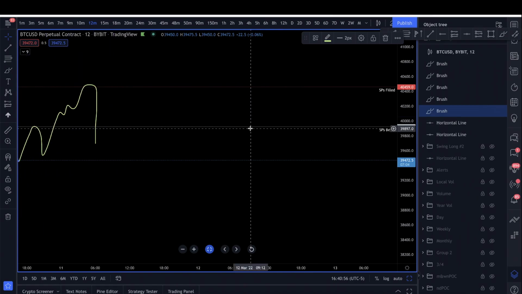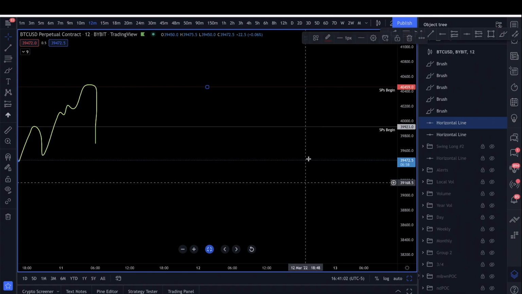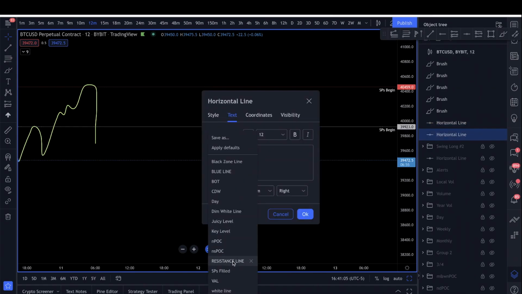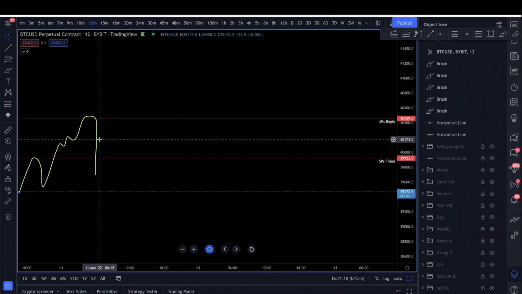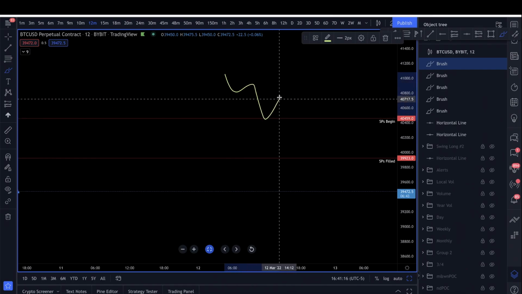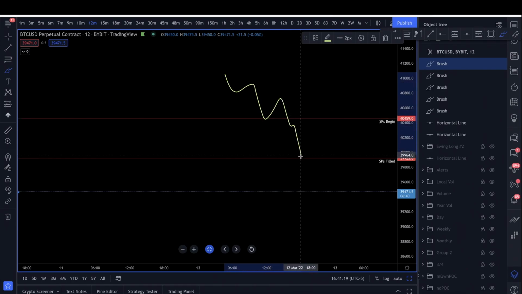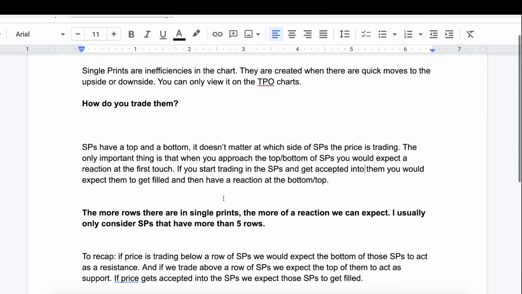And let's say that single prints begin here and single prints end here, right? They'll be filled down here. And if price is trading above the single prints, then what we do is we look for our first support right here, look for a bounce. And then if price comes inside the single prints, then we look for them to be filled and look for our bounce right here, okay? So the more rows that there are in the single prints, the more of a reaction we can expect. And I typically will only consider single prints that have at least 5 rows, typically more.